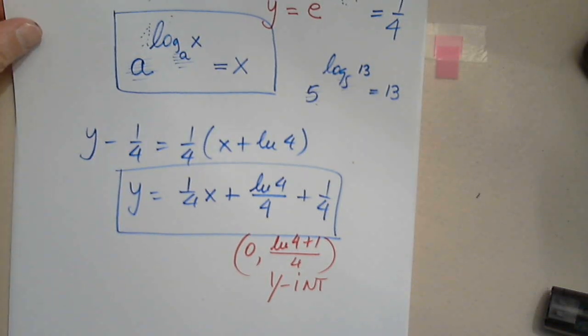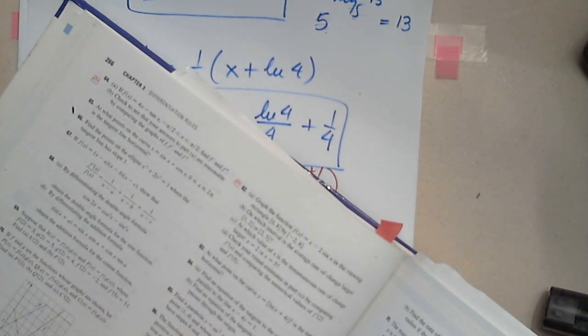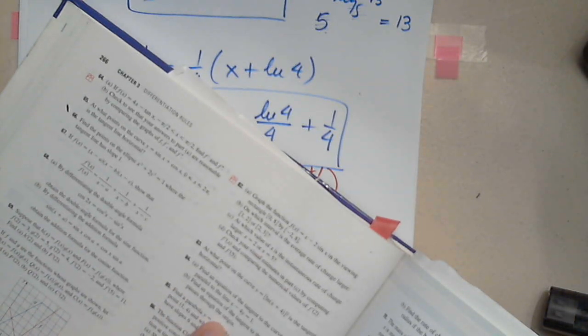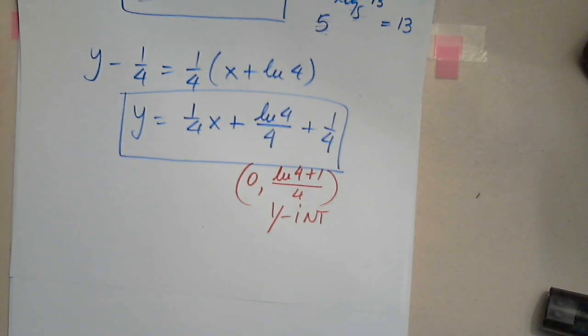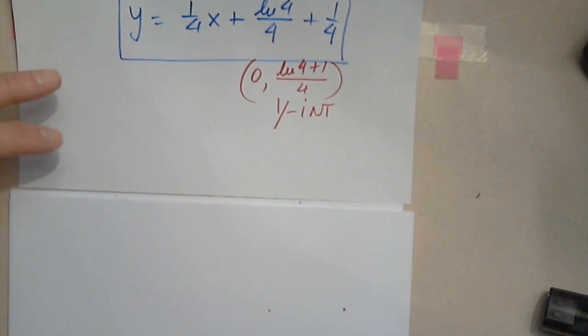Okay, part B is asking us to find an equation of the tangent to the curve of the same function that passes through the origin. I have to shut the book because it's just so big and occupies a lot of my desk.